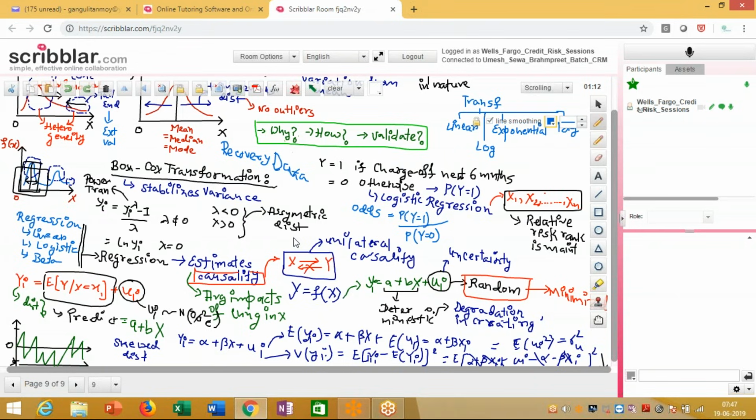So basically, when we are preparing the recovery data, we need to ensure that the recovery data is more or less symmetric in nature, and that is why the Box-Cox transformation is used. The Box-Cox transformation would help you not only in making the variable continuous in nature, but also help us work with a variable which has been appropriately transformed.